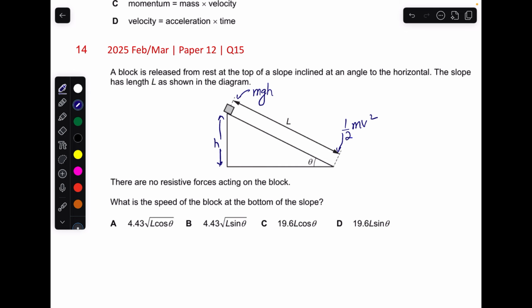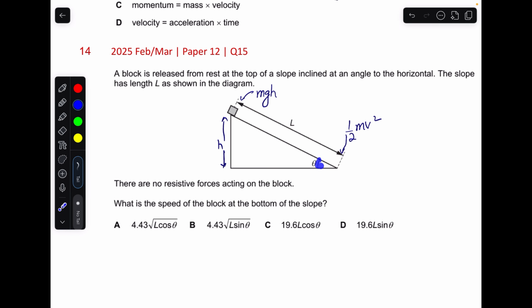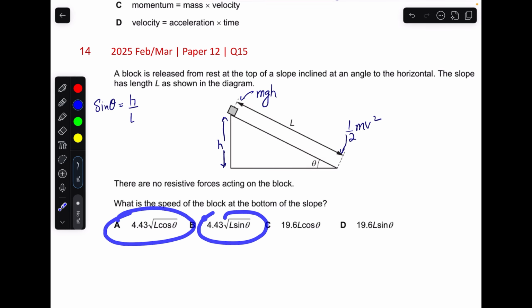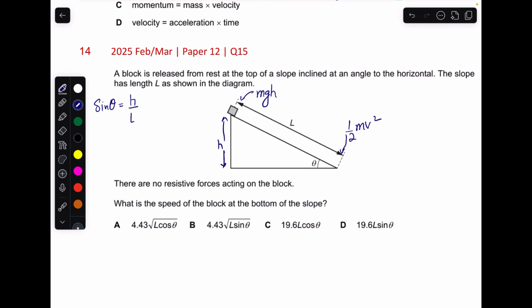Now, this is the height, and you don't have the height given. We can represent the height in terms of length. As you have the theta, again we can use simple trigonometry. Sine theta is equal to perpendicular over hypotenuse, this will be h over L. We don't have any option in terms of h, so I'm just converting h into sine theta and L to get the right answer. So h is equal to L sine theta, we can write.